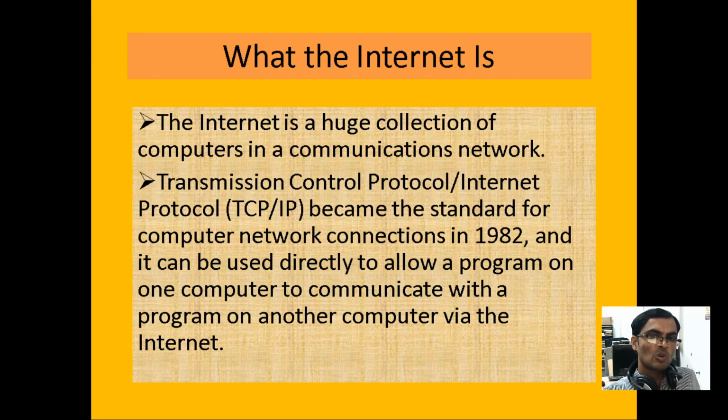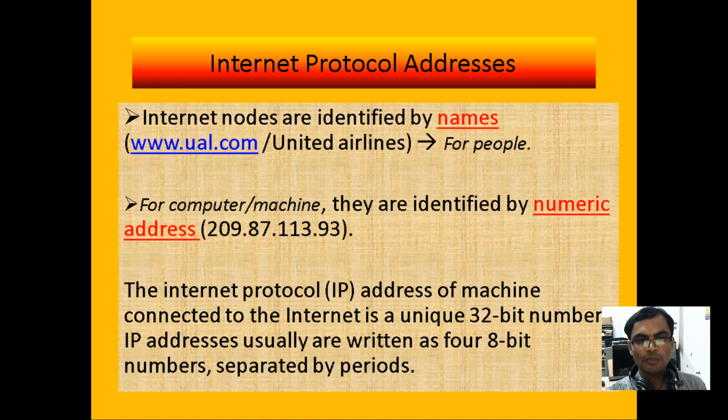Transmission Control Protocol, TCP/IP, is a standard for computer networks from 1982. The major purpose of TCP is to allow a program on one computer to communicate with another computer. For example, if a program is on one system and you want to access it from another system, they use TCP.